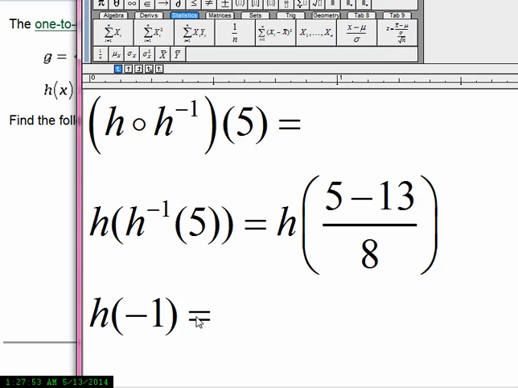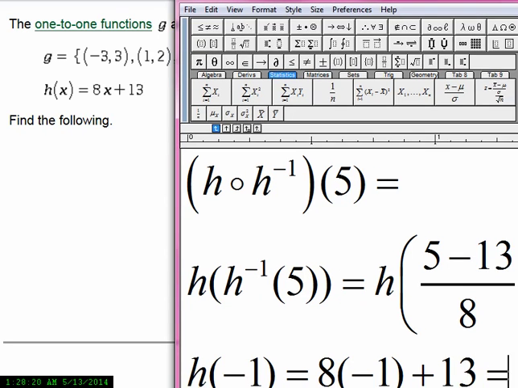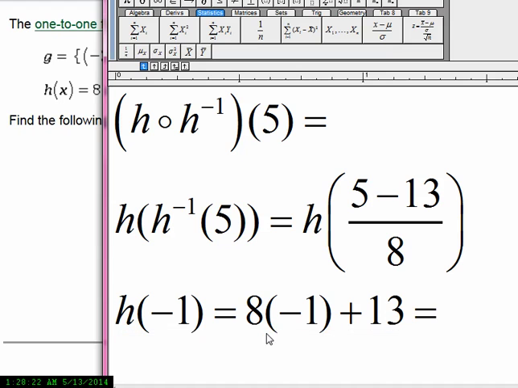And then let's go back and look at what h was. h was given by the expression 8x plus 13. So now I'm going to do 8, instead of x now, I'm going to evaluate it at negative 1, plus 13. And so when I take 8 times negative 1, order of operations says to multiply first. Let me move this up so you can see. So I have 8 times negative 1, and that's going to give me negative 8, plus 13 gives me 5.